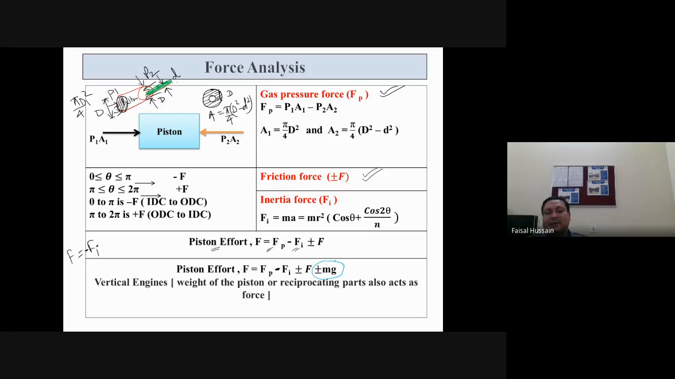Now the question arose: sir, here the equation is different. Here there is, and this equation is, so which equation do we have to select? Why has this plus minus mg come? So students, whenever the engine is horizontally placed, for example, the line of stroke is horizontal like this. This is your slider or piston. This is your connecting rod, and this is your crank. Here, see, this line of stroke is horizontal. At that time, we have to use this piston effort equation.